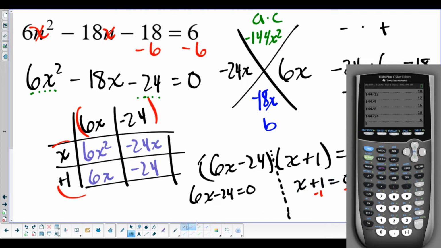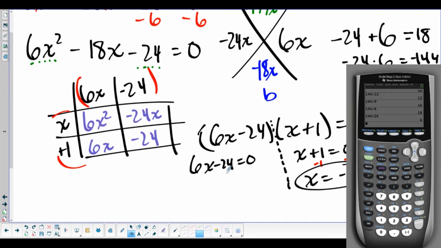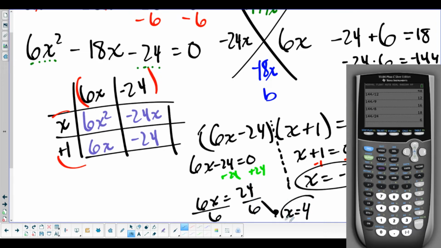Subtract 1 from both sides. I get x equals negative 1. And then for this one, I can add 24 to both sides, and I get 6x equals 24, and then divide both sides by 6, and that gives me x equals 24 divided by 6, which is positive 4. So those are my two answers: negative 1 comma 0 and 4 comma 0.